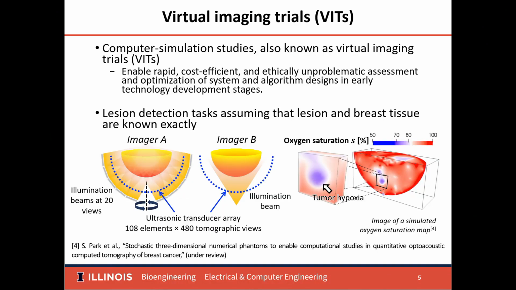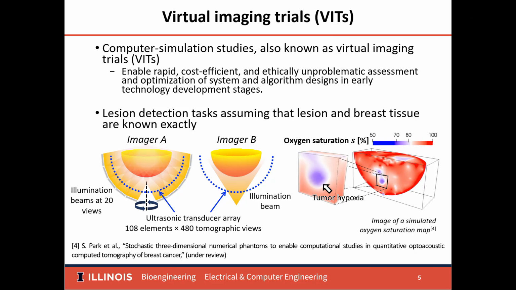Let's think about building a spaceship. NASA doesn't just dive in and start building it because that would be insanely expensive and potentially dangerous. Instead, they use virtual simulations to test and refine the design first. Similarly, we established a framework for virtual imaging trials. This framework generates the numerical breast phantoms, digital breasts, and simulates OAT image formation.